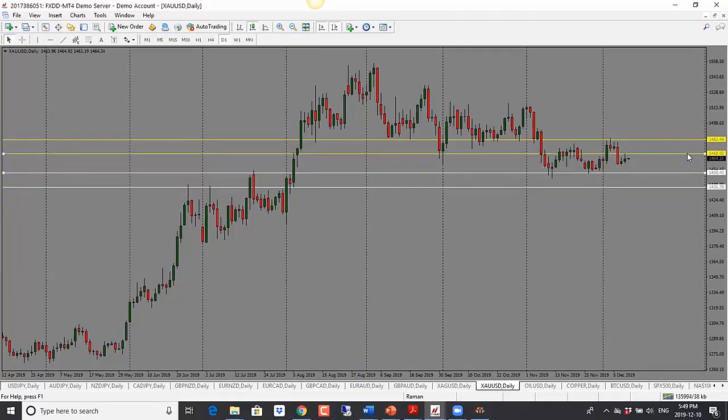So bias is neutral. What I'm looking for here is a reaction around the 1465 level. If it stays below, then looking for a move lower. However, if we see price break through this level, then looking for it to go higher into 1482. For now, this is range bound and bias is neutral for gold. We'll just have to see which direction it wants to go, and we'll trade accordingly.